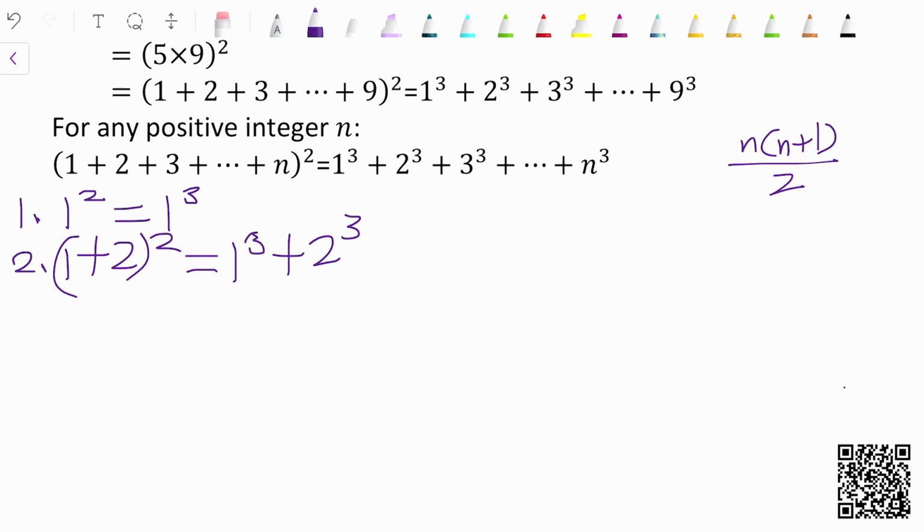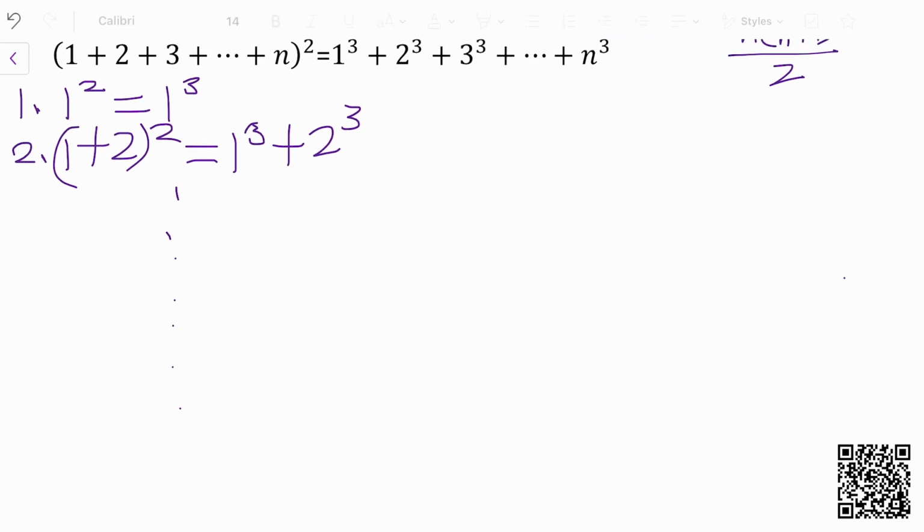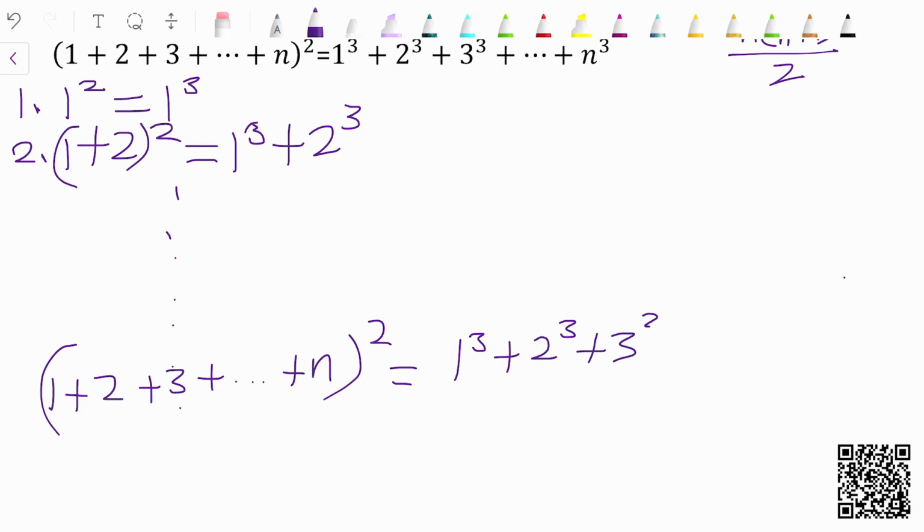However, does this work for any value of the maximum number? So currently the maximum number, for example, in the second one is equivalent to 2, and every time we keep adding an n to the end on each side of the equation, but does this work for any positive integer n? So that's what we are trying to prove right now. All the way down into the deep dark rabbit hole, we see that 1 plus 2 plus 3 plus all the way up to n, squared, is equivalent to 1 cubed, 2 cubed, 3 cubed, all the way up to n cubed.